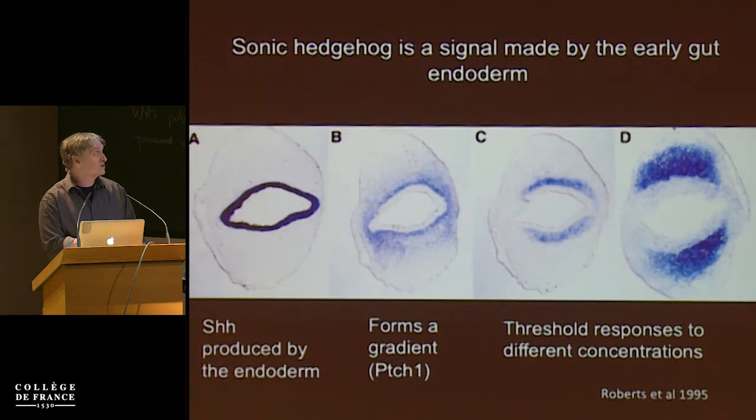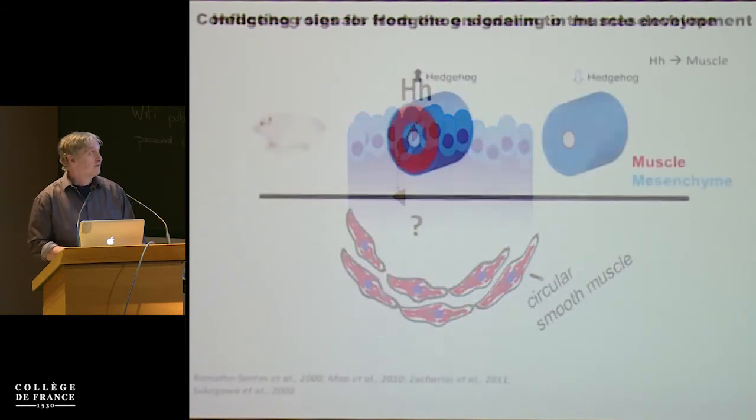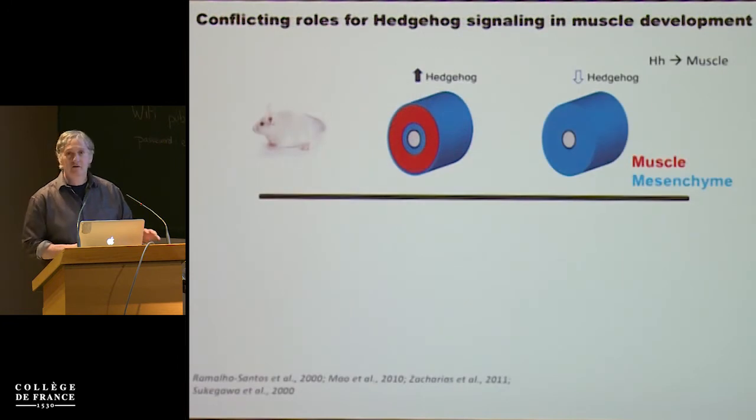So the endoderm makes hedgehog and the outer layers don't. All right, so an obvious idea would be that maybe, in some graded fashion, hedgehog induces the formation of these muscle layers. The problem with this idea is that the literature is contradictory, because hedgehog has been very well studied.